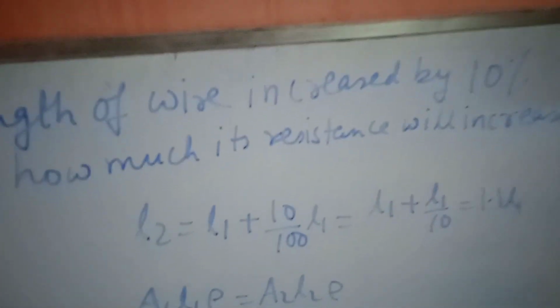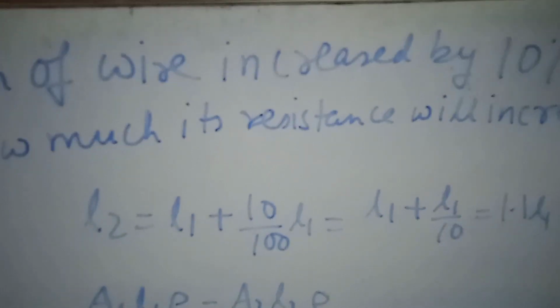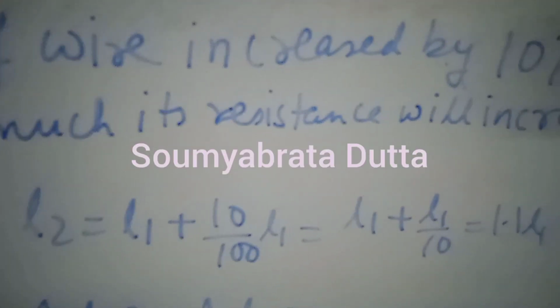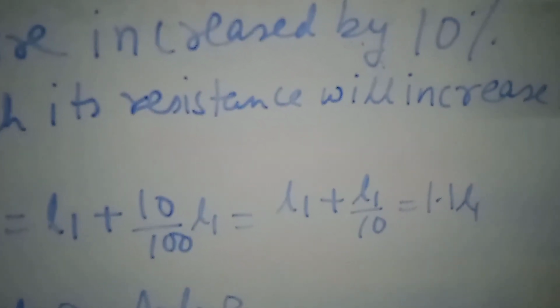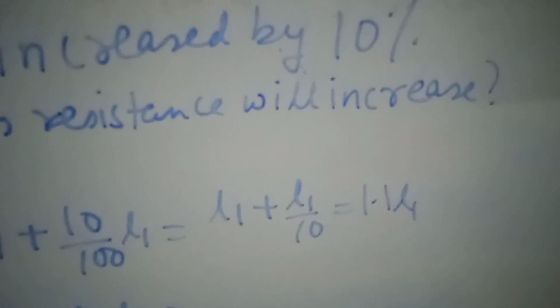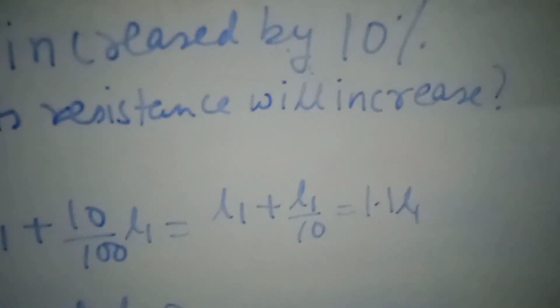First of all, the length is increased by 10%. So L2 equals L1 plus 10 by 100 into L1, which is L1 plus L1 by 10. So it is equal to 1.1 into L1. So the length becomes 1.1 L1 since it is increased by 10%.